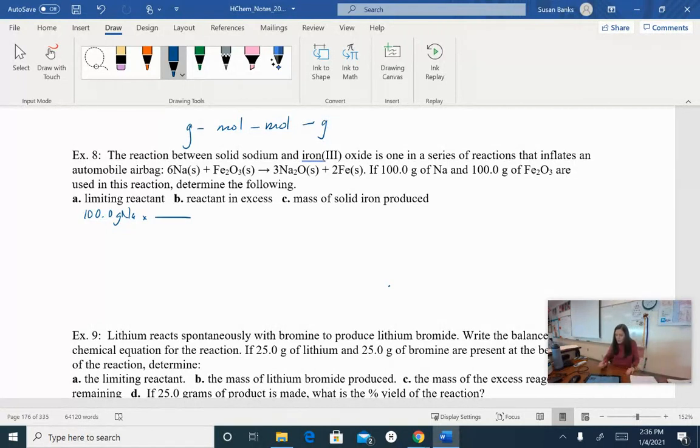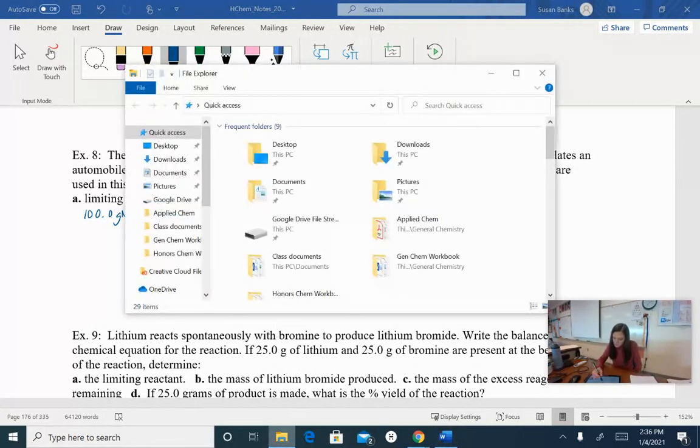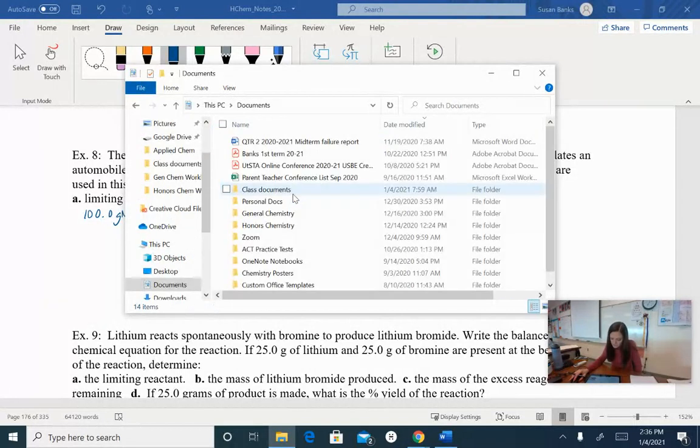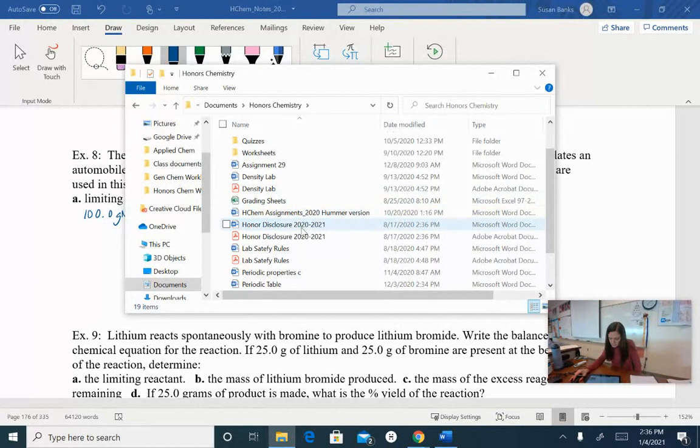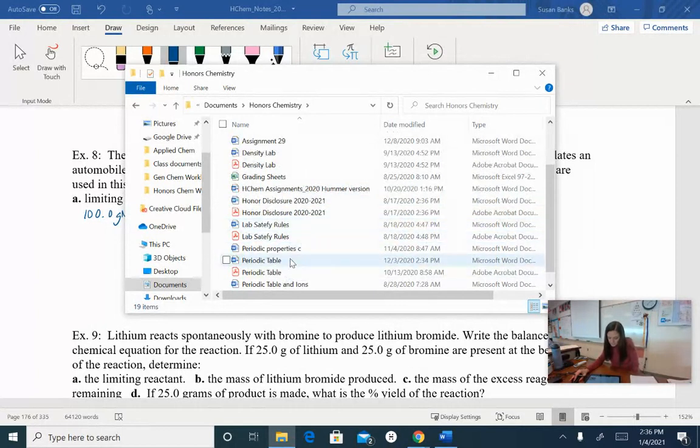So if I look on my periodic table, let's look at my periodic table really quick. Why does this not want to open? We have our honors chemistry, and let's get our periodic table up.